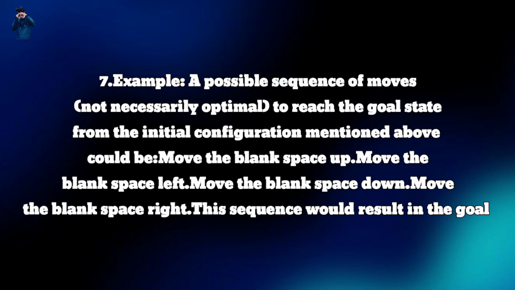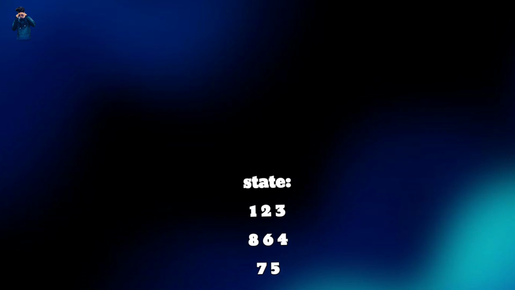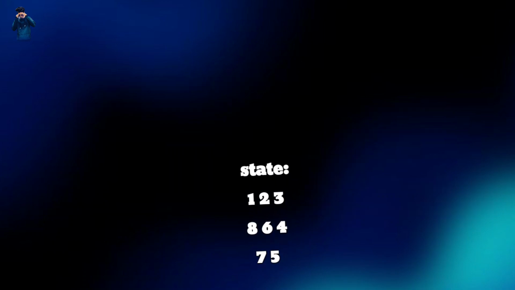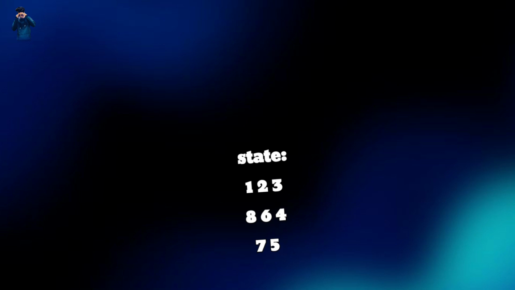7. Example. A possible sequence of moves, not necessarily optimal, to reach the goal state from the initial configuration mentioned above could be: 1. Move the blank space up. 2. Move the blank space left. 3. Move the blank space down. 4. Move the blank space right. This sequence would result in the goal state 1 2 3, 8 6 4, 7 _ 5.